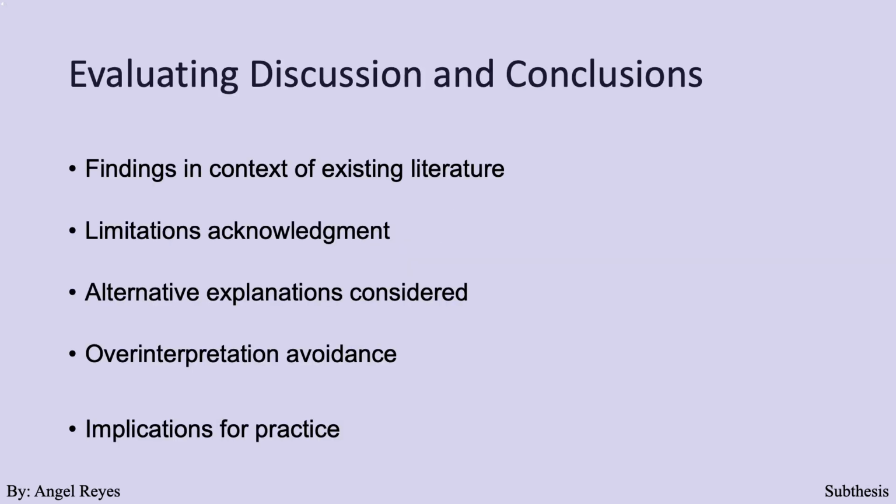When evaluating the discussion and conclusions of a study, several key elements deserve attention. Consider whether researchers place findings in the context of existing literature. Do they acknowledge consistencies and explain discrepancies with previous studies? Assess limitations acknowledgement. Do authors openly address methodological weaknesses and their potential impact on findings? Check whether alternative explanations for results are considered, rather than assuming the preferred interpretation is correct.